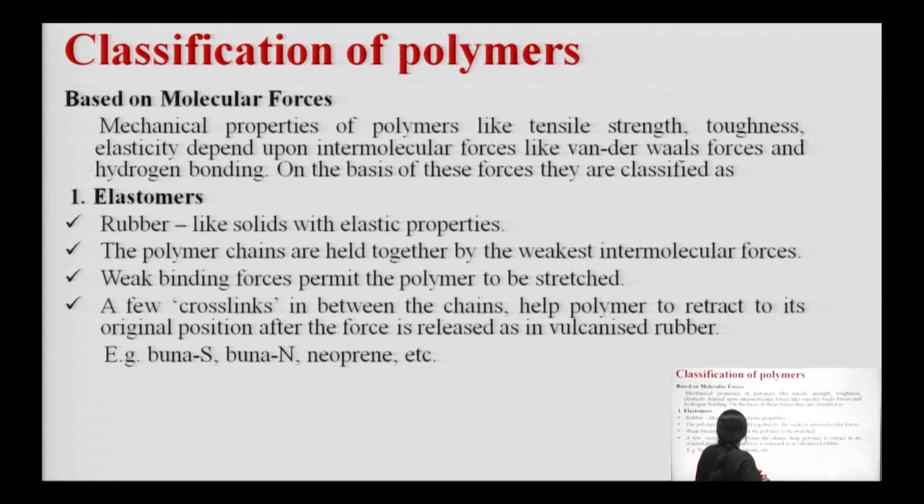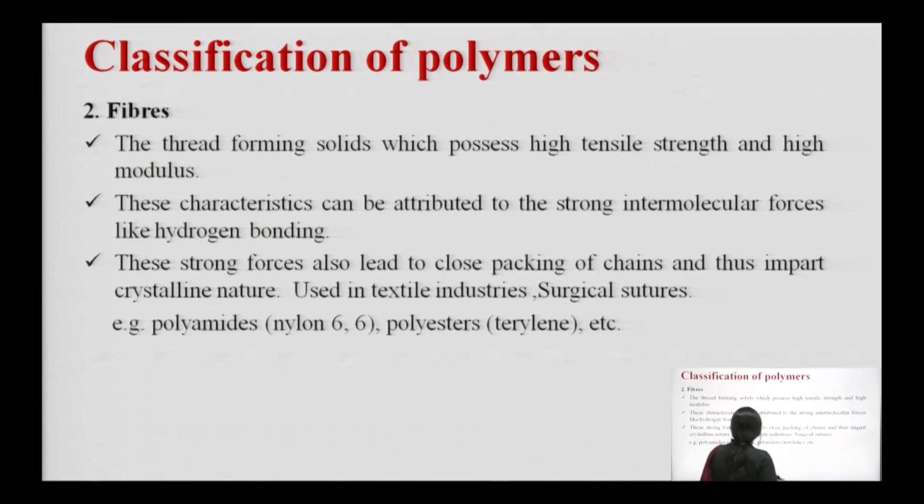Elastomers or rubbery polymers have polymer chains held together by the weakest intermolecular forces. So, just like rubber, you can stretch them, and once the applied stress is removed, they will come back to their original position or retract back because of the intermolecular linkages or few cross linkages that are there. Fibers find applications as surgical sutures and they are used in textile industries. Examples are polystyrene.